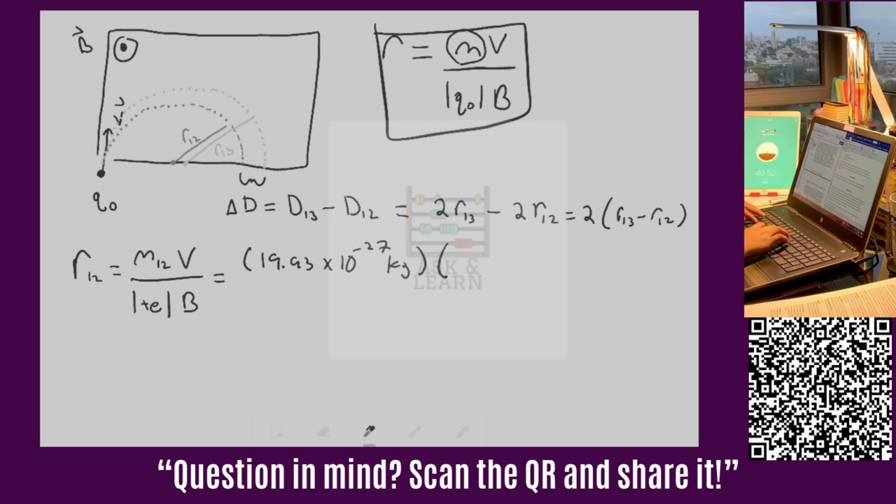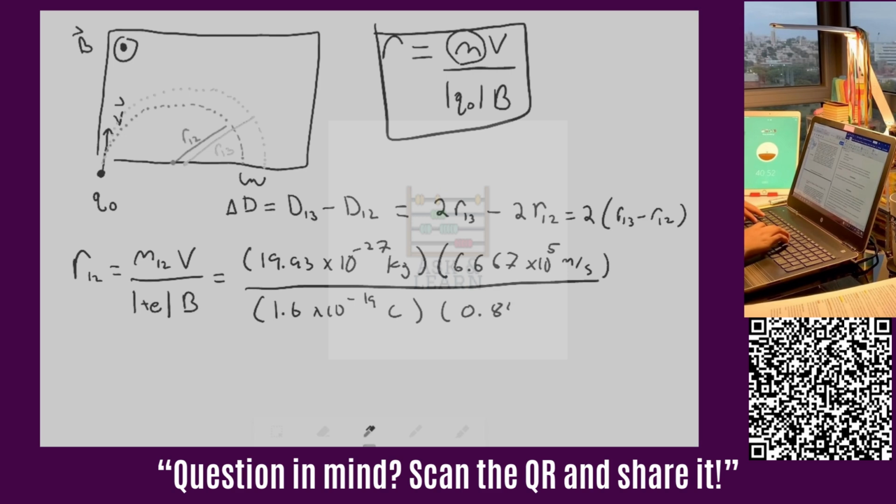It's going through the mass spectrometer at a speed of 6.667 times 10 to the 5 meters per second. Divide this by the elementary charge, 1.6 times 10 to the negative 19 coulombs, and then divide by the 0.8500 Tesla magnetic field. Plugging this into our calculator, we see that the radius that the carbon-12 atom travels through in our mass spectrometer is 0.09770 meters. Let me write this 7 just a little bit better.